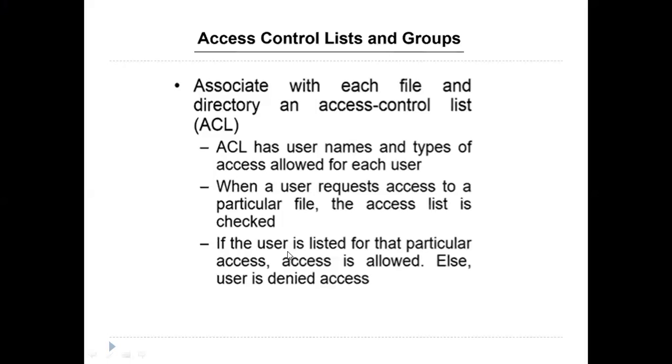That's all. If the user is listed for that particular access, access is allowed, else the user is denied. Let's say the first person has only read access. If he tries to alter the file, then it will say access is denied. If you'll remember in the class, I had showed you read, write, execute. If a person is given read access, if he tries to do some changing, it will say write denied or read only file, right? So that is taken care of by the access control list.